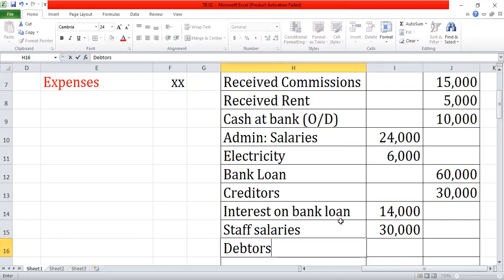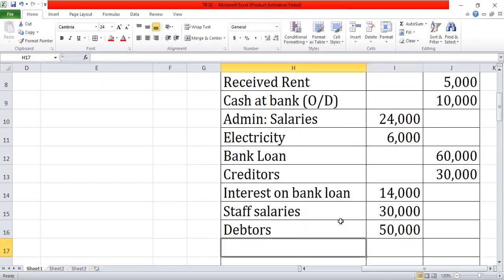Debtors in the description column. As you write, think, what is debtors? Debtors is an asset. So record the balance of debtors, 50,000, in the debit column, because assets are recorded in the debit column of the trial balance. Okay, 50,000.